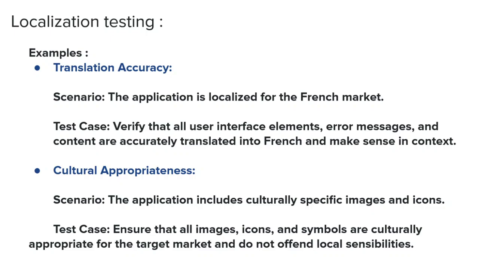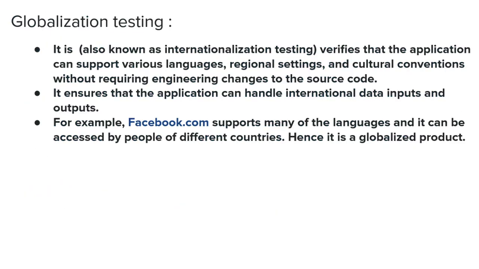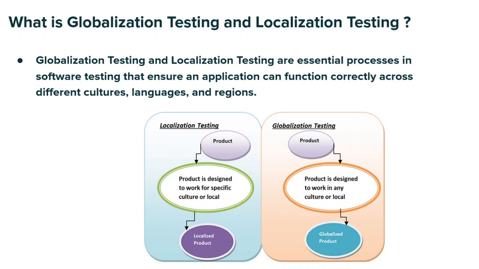So this is all about globalization testing and localization testing. The main difference is that in globalization testing, we have to ensure that the globalized product supports different types of languages, currency formats, regions and locales, because that product is designed for a global level. It should work in any culture or locale. For example, Facebook.com supports multiple languages, multiple currencies, and different data formats like mobile numbers. So Facebook.com is a globalized product.